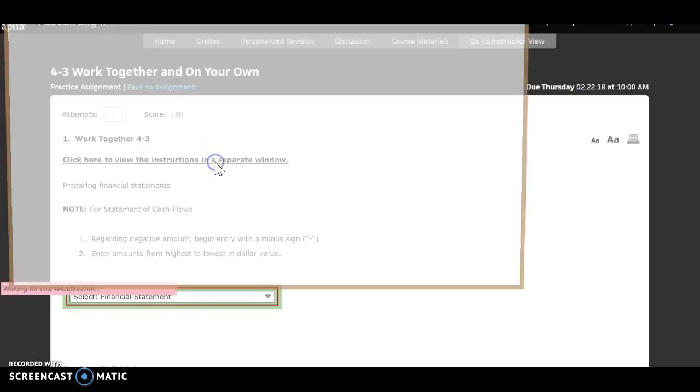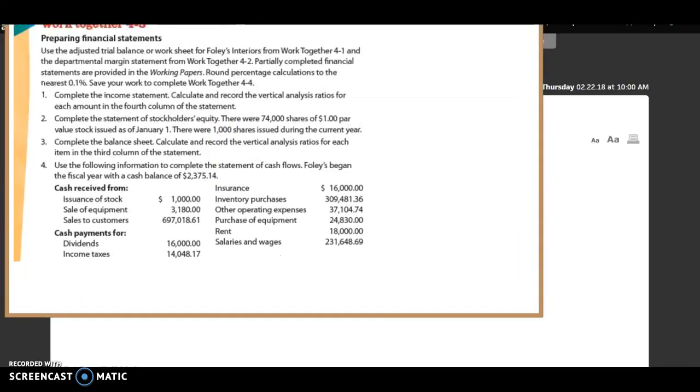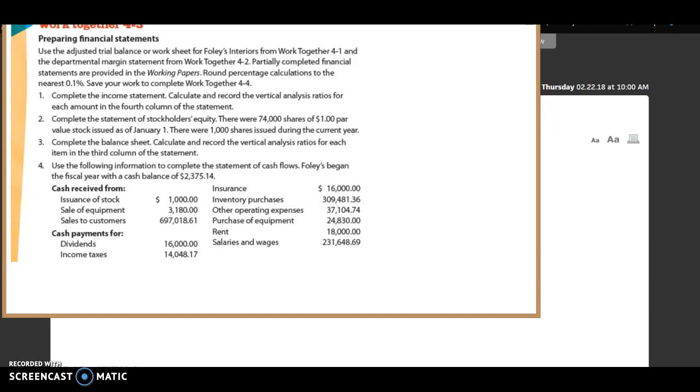Work Together 4.3. It tells us that we are going to use the adjusted trial balance or worksheet for Foley's Interiors from Work Together 4.1 and the departmental margin statement from Work Together 4.2. Partially completed financial statements are provided for us. We need to round percentage calculations to the nearest 0.1%. And then we will use this for Work Together 4.4.